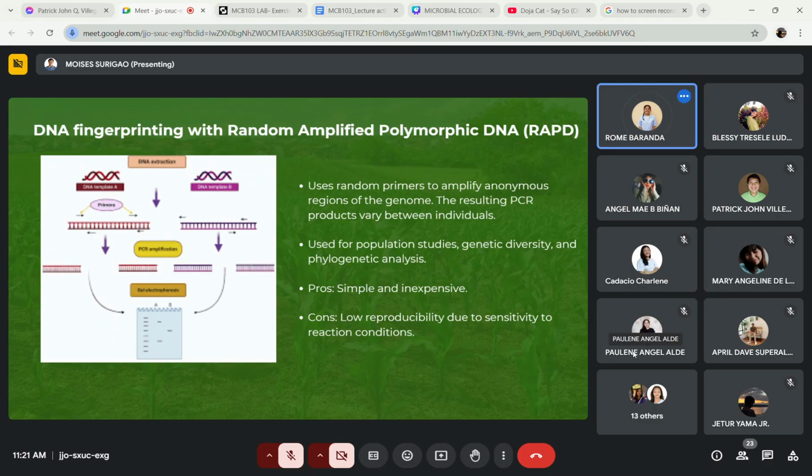So it uses random primers to amplify anonymous regions of the genome. So the resulting PCR products will vary between individuals. So it is used for population studies, genetic diversity, and phylogenetic analysis. It is actually simple and inexpensive, however, it has low reproducibility due to sensitivity to reaction conditions.